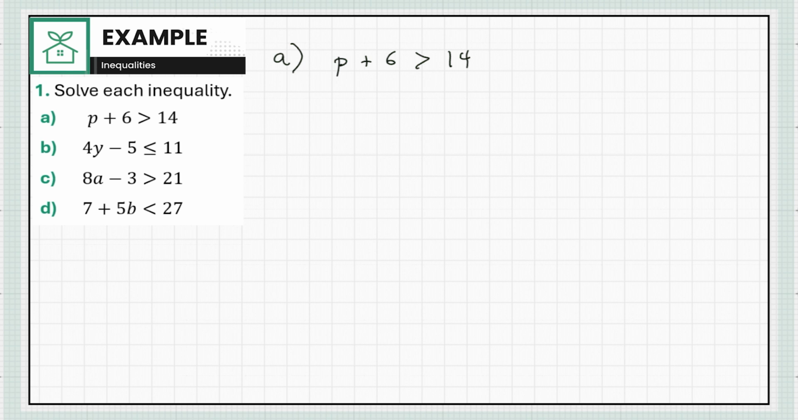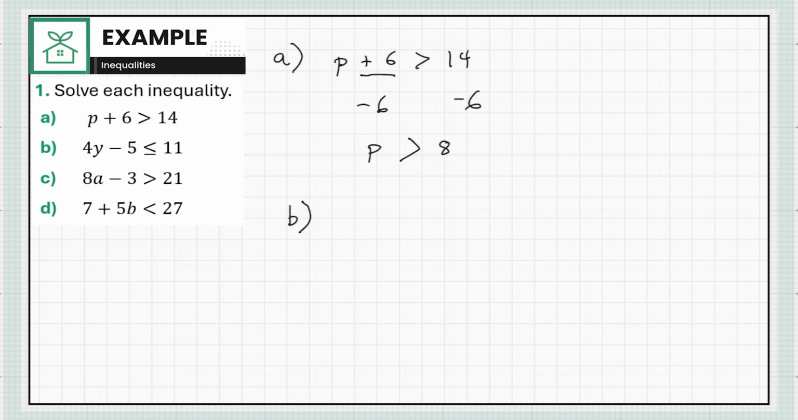So if we have this particular one here, the only thing we need to do is get rid of this extra term here. So if we take away 6 from both sides, we can create an equivalent inequality that looks like this. p is greater than 8. Very simple. So that's what solving an inequality looks like. It's very similar to solving an equation.